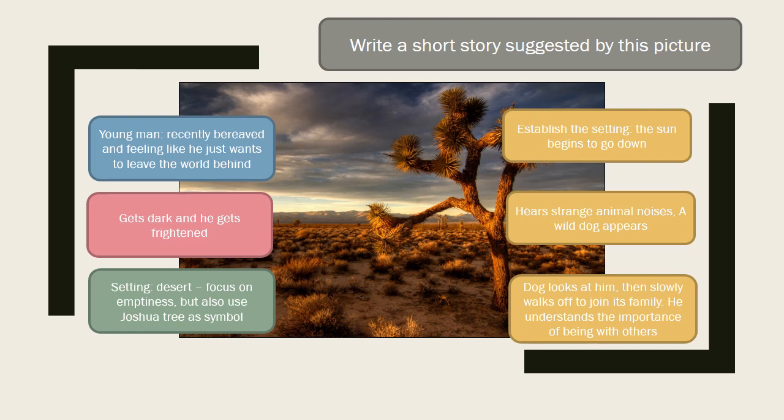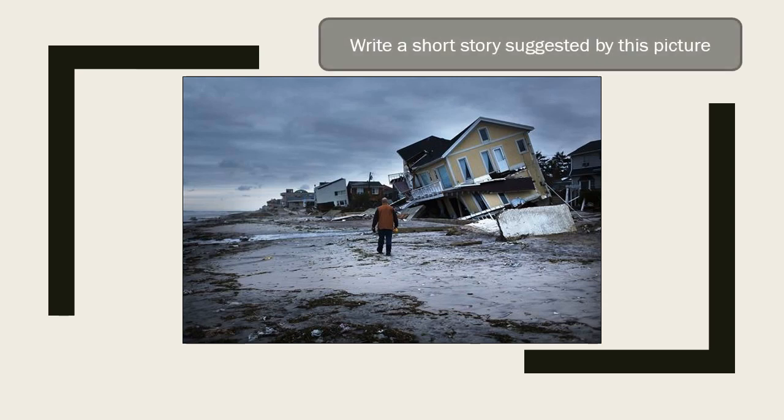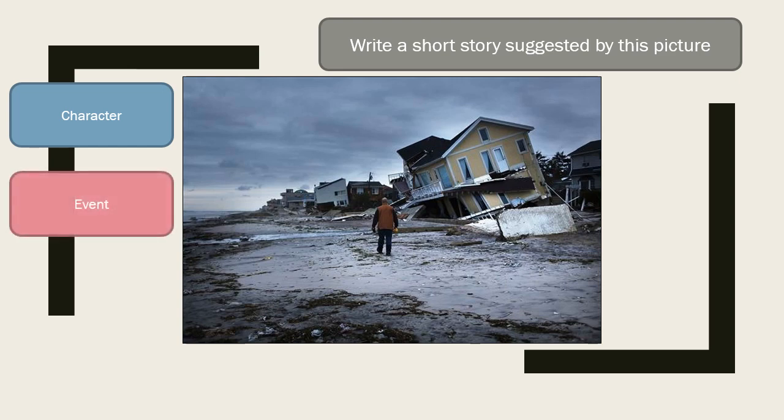So really, it's a case of you doing the same. Different picture, same task. Have a look at it. This character could be that guy in the middle. It's suggested by the picture, so it doesn't have to be. Okay. The event could involve some of the things you see. It may not.